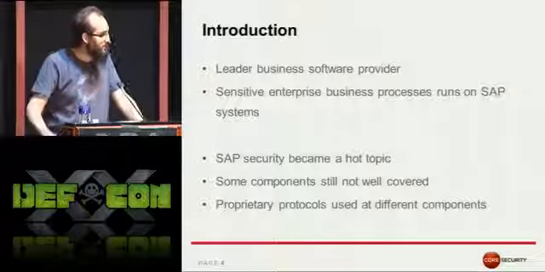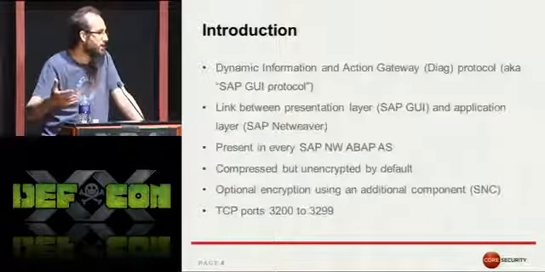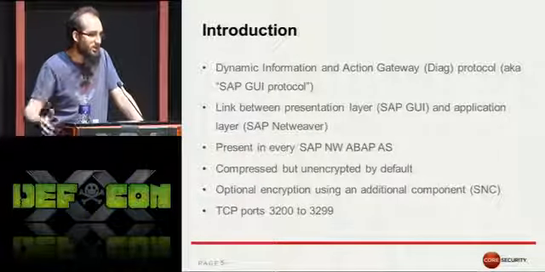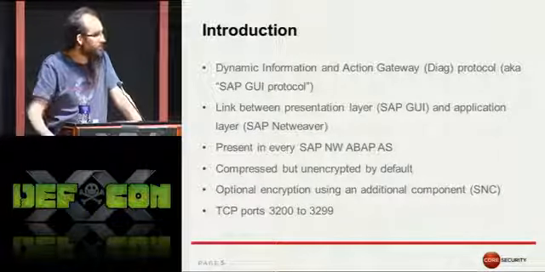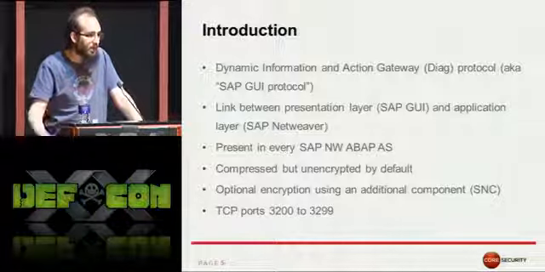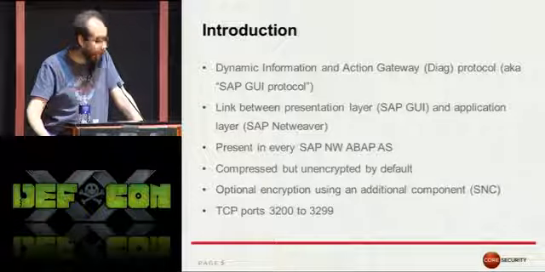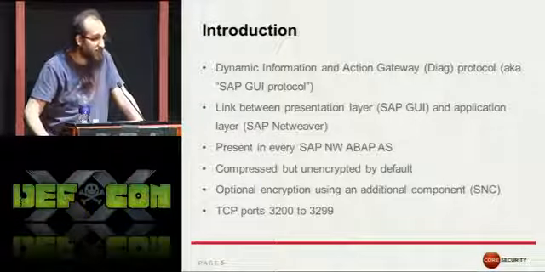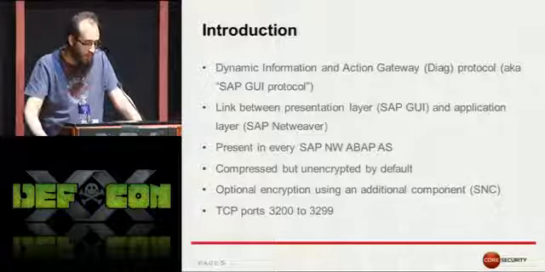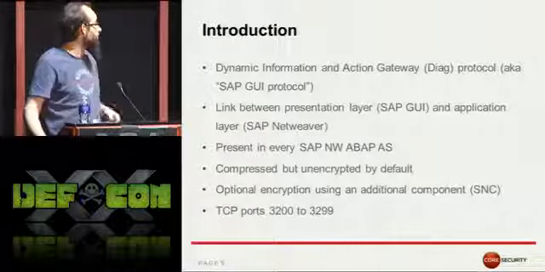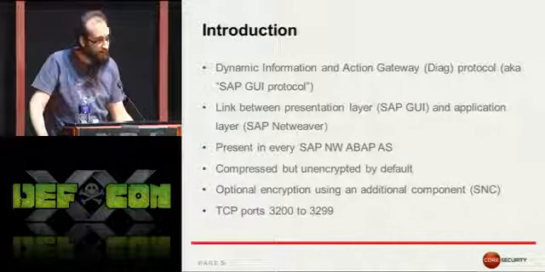Encryption is optional and can be implemented using a third-party product or a free product that was released by SAP last year. The component is called SNC, for Secure Network Communications. The protocol runs on TCP ports 3200 and 3299.